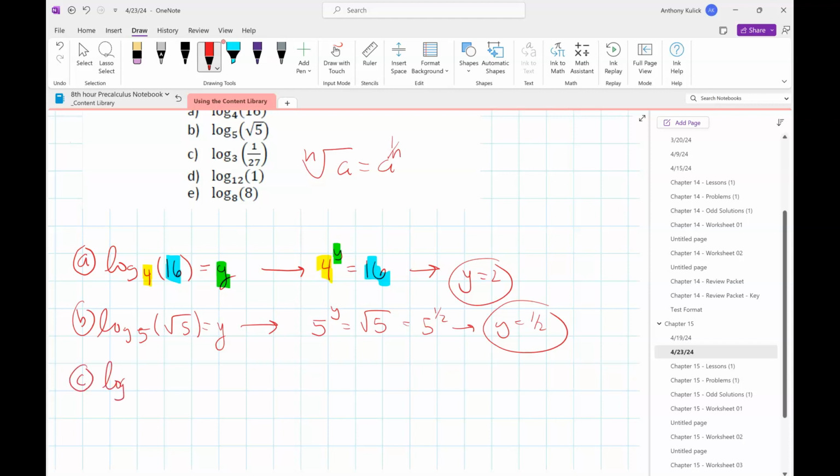Let's see. We have log base 3 of 1 over 27. So again, that's 3 to the y equals 1 over 27. Well, it's a little bit harder to see what power of 3 is 1 over 27. But I notice that 27 is 3 to the 3rd. And if I have 1 over something, I can rewrite that with a negative exponent. So what does y have to be then? It's -3.